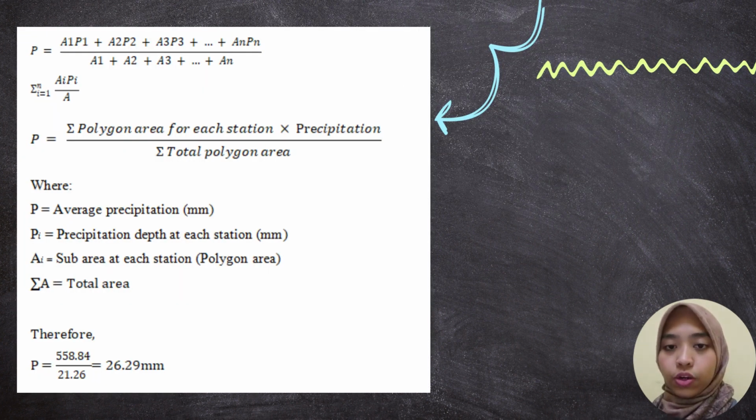After that, put all the information that we already calculated into this formula, where P is equal to the summation of polygon area for each station times precipitation, divided by the summation of total polygon area. Therefore, we will get 558.84 divided by 21.26, then we will get 26.29 mm for average precipitation by using the Thiessen polygon method.